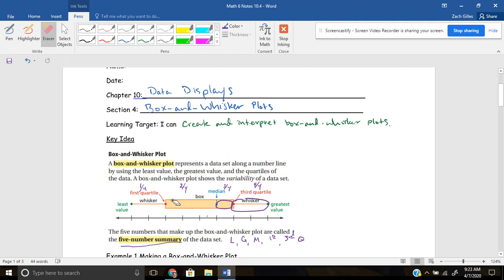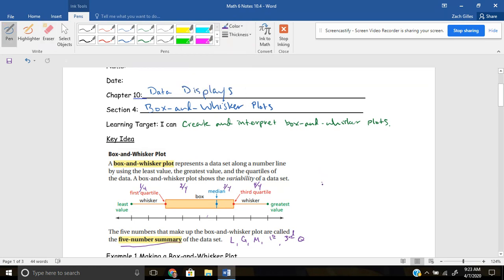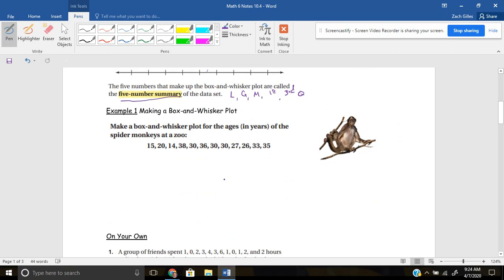And you can see the box of our box and whisker plot. Let me just erase this. The box of our box and whisker plot holds 2 out of the 4 quarters of information. So 2 out of 4 is the same as 50%. So the box tells us 50% of our data. So just a little bit of background information about a box and whisker plot there. Let's see how we can use that to create one.